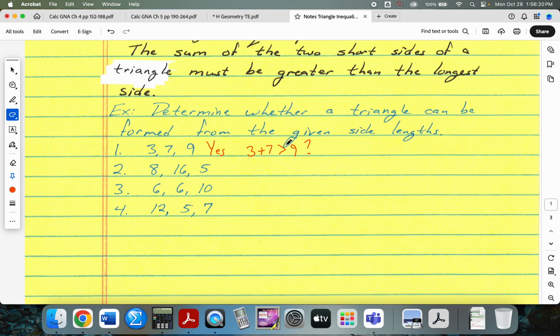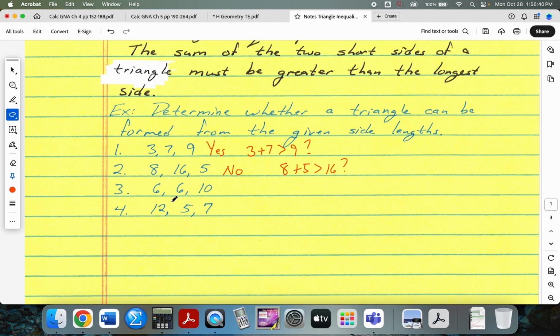All right, let's look at the next one. Again, you've got to pick out the two short ones. So 8 and 5 are the two short ones. If we add that together, is that greater than 16? No, 8 plus 5 is only 13. So you can't make a triangle with those three side lengths.